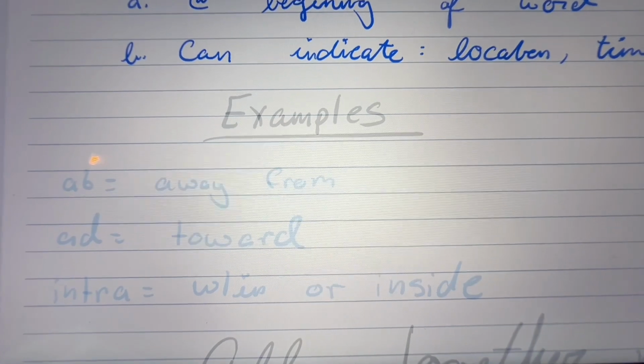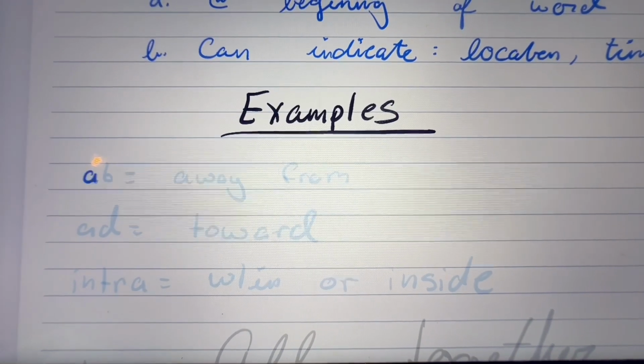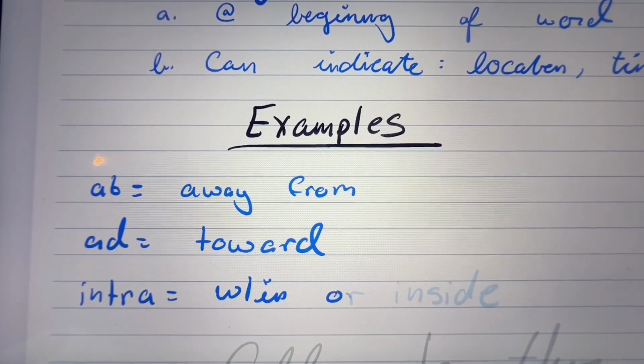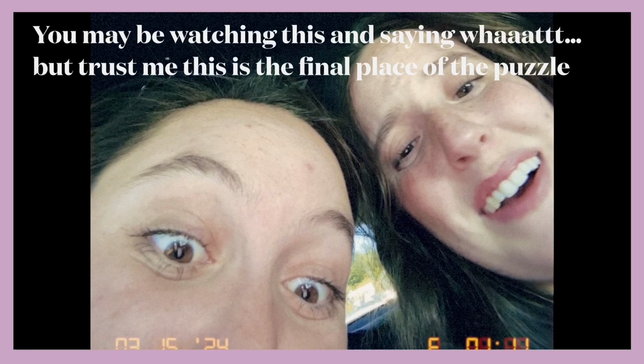Here are some examples. First up, we have ab, which means away from. Then we have ad, which means towards. They're very similar. Then intra means in or inside. You may be a little worried, but no need to fret.